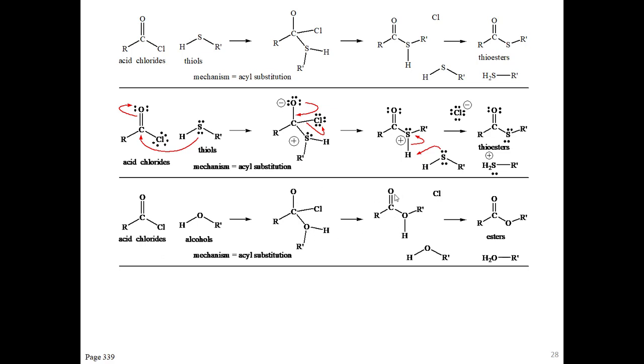We push back, kick off the very good leaving group chloride, so it's very, very stable. And then we need something to pick off that proton, so I used another alcohol solvent to do that. Here's our ester. Now in esters, remember, we have other ways of making them.